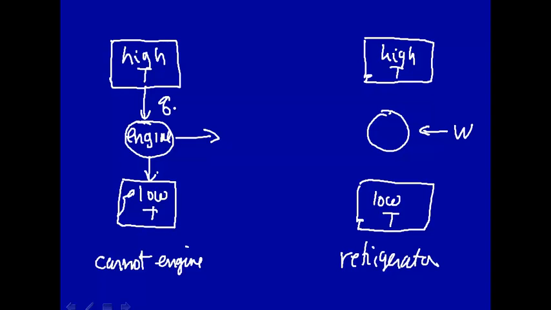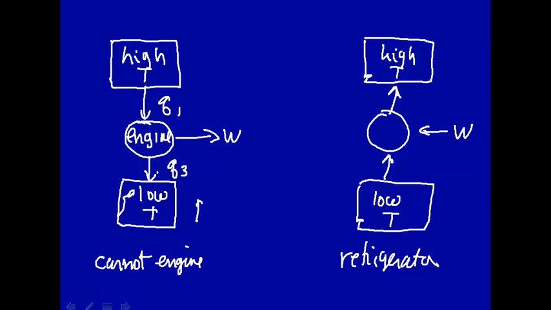So in the engine case, heat is transferred from the high temperature to the engine, the engine does work, and there's some heat transferred from the engine to the low temperature to complete that cycle. In this case, what we're doing is we want to take heat from the low temperature reservoir, cool the thing down, and put it in the high temperature reservoir. So that's a refrigerator, which is a heat engine running in reverse.